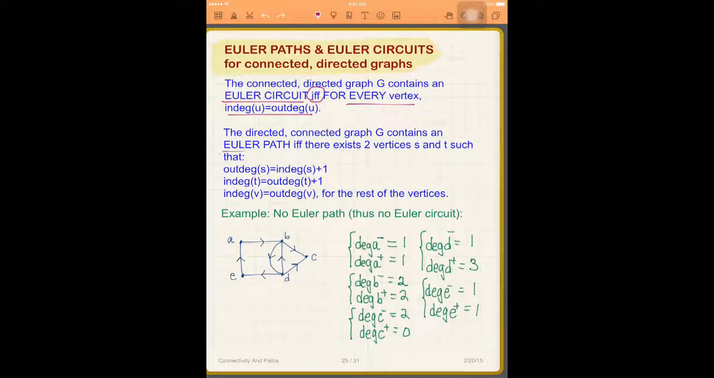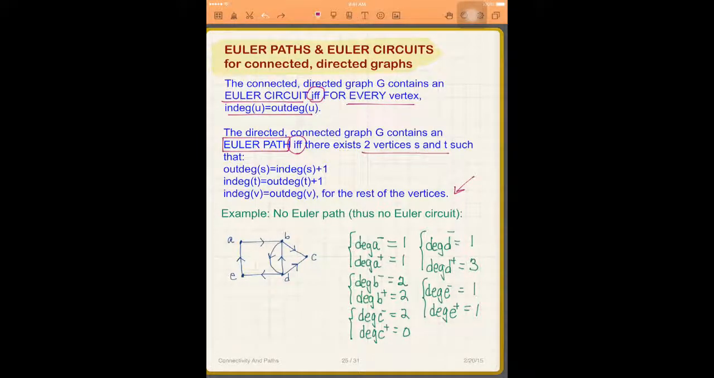For an Euler path, this is if and only if, the necessary and sufficient conditions: there exist two vertices, we'll call them S and T, such that the out degree of S is equal to the in degree of S plus one more. And then the in degree of the other vertex, T, is one more than its out degree. And the rest of them are going to have the same in and out degree for their own vertex.